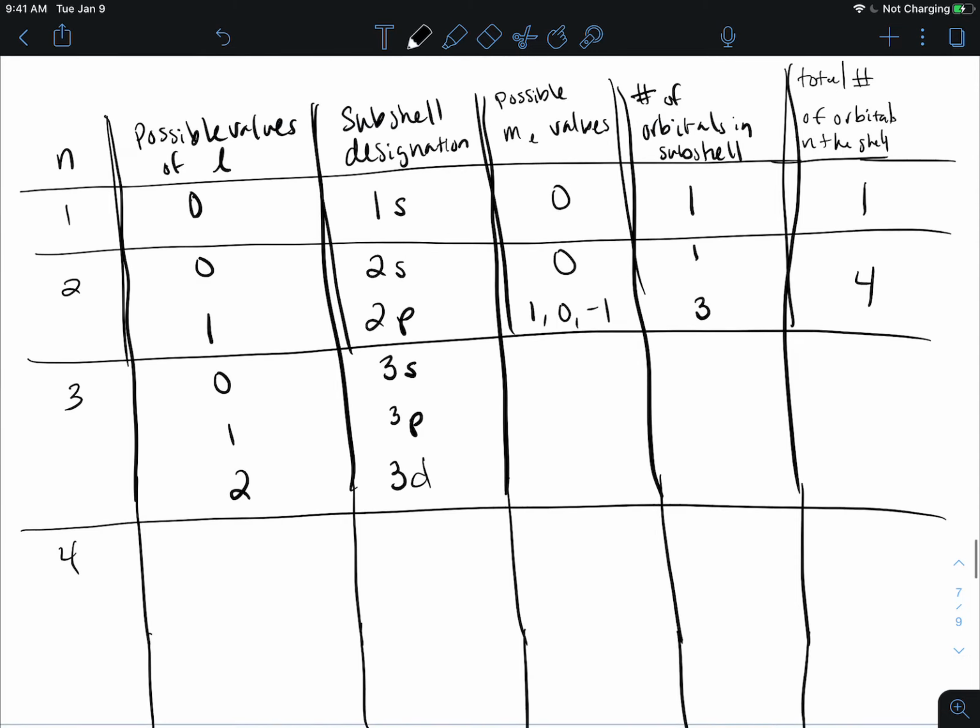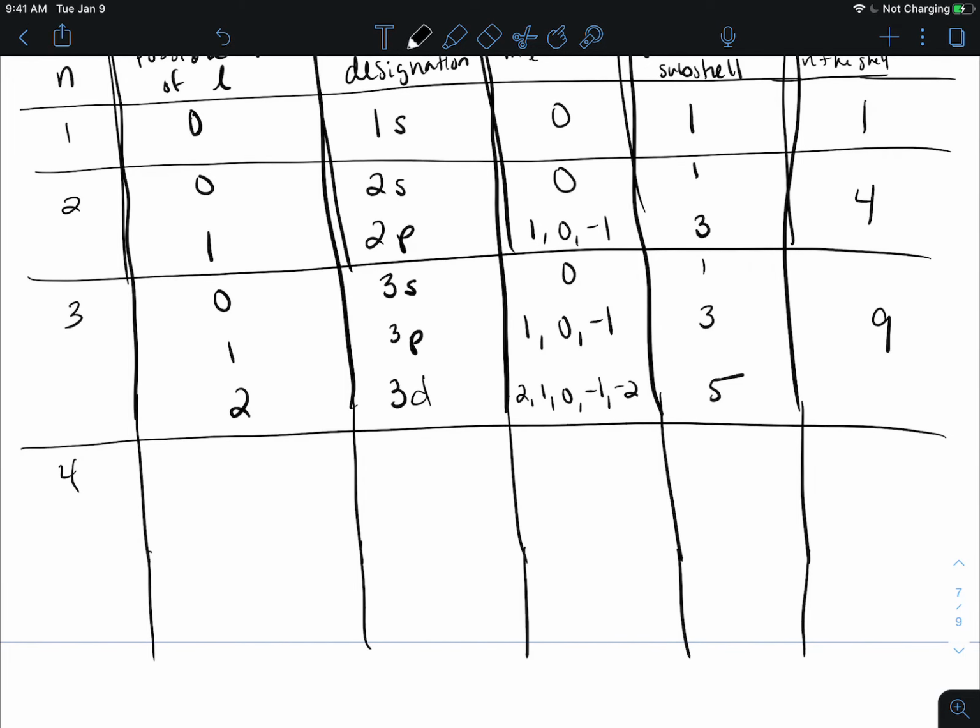We then move on to our possible ml values. If we have an l that's 0, our only possible ml is 0. With an l that's 1, we have 1, 0, minus 1. And then with 2, we have 2, 1, 0, minus 1, and minus 2. 1 here, 3 here. Now we have 5 possible orientations for our 3d, so we put a 5 there. Adding all these together, 5 plus 3 plus 1 gives us 9 total orbitals.